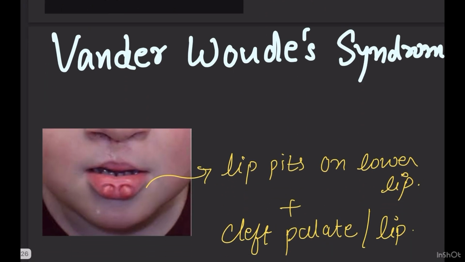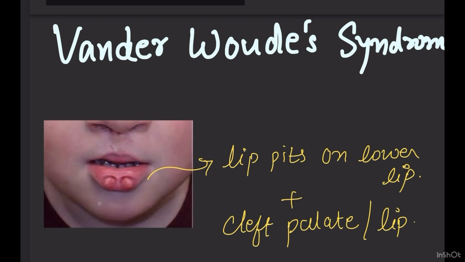Now next, Van der Woude syndrome. What is Van der Woude syndrome? Lip pits are seen on the lower lip. This is known as Van der Woude syndrome. It is associated with cleft palate or cleft lip or both. These are the only important points which you have to remember for the examinations. Not much more is required.